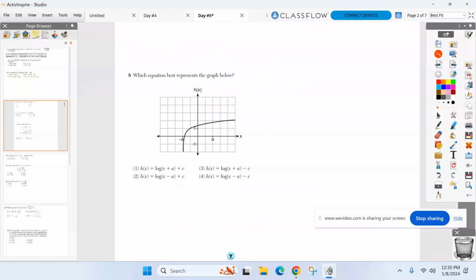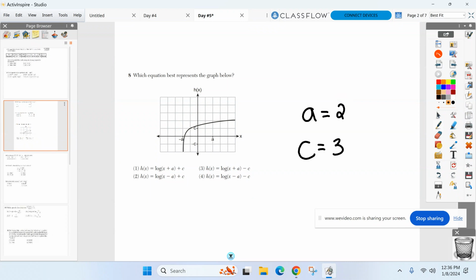Okay, number 8, which equation best represents the graph below? For this one, I'm totally storing in numbers. All right, I'm going to store in numbers. Looks like I only have to store in an A and a C. So I pick an A value and I pick a C value. So let's say I'll pick A is 2, C is 3.